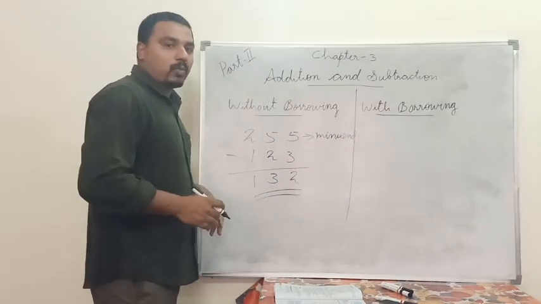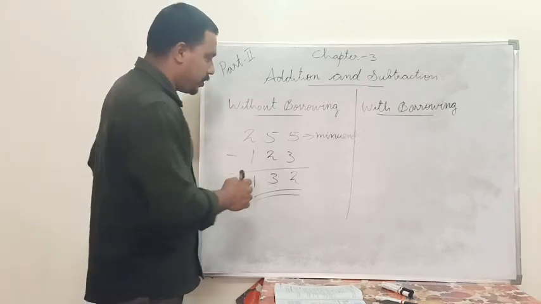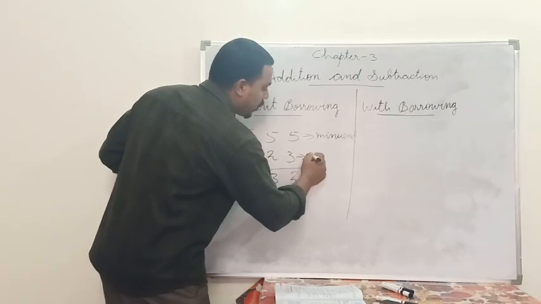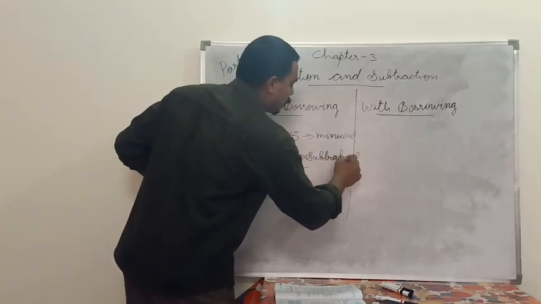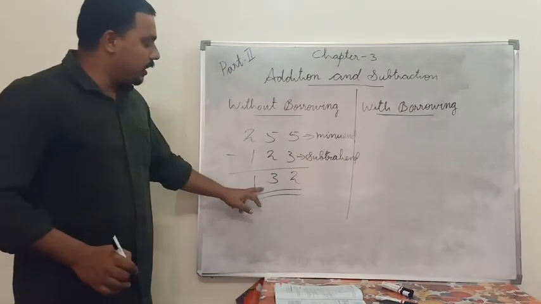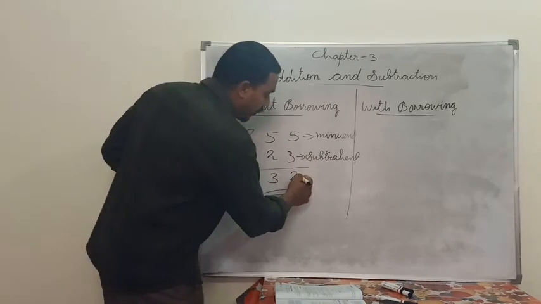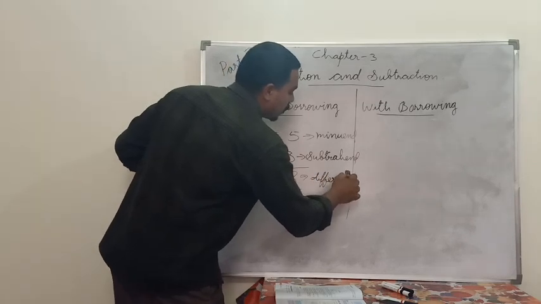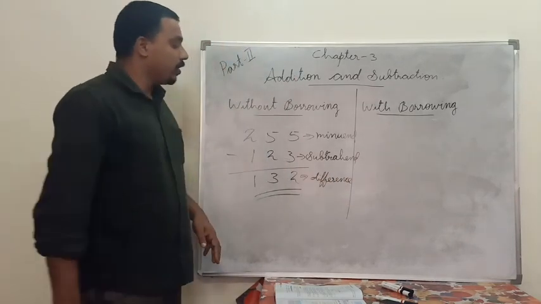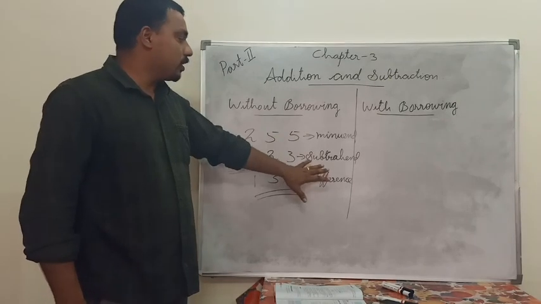And the second number, the number we need to subtract, is called subtrahend. Okay, and the answer of subtraction is called what? Difference. So these are the terms we use in subtraction.